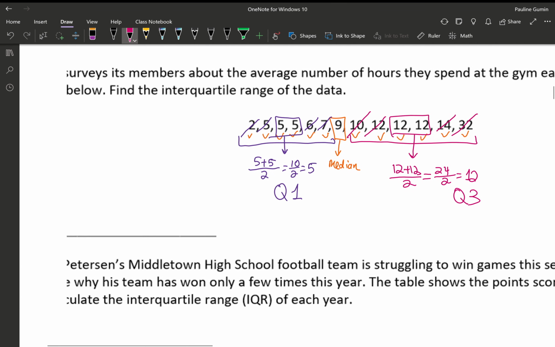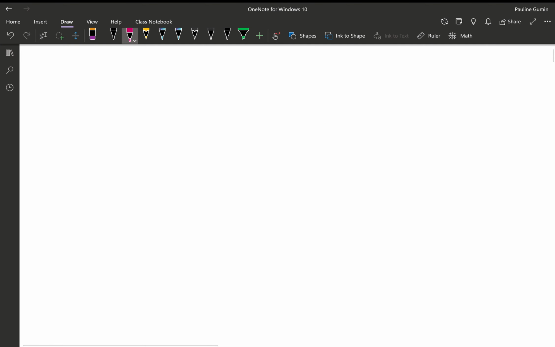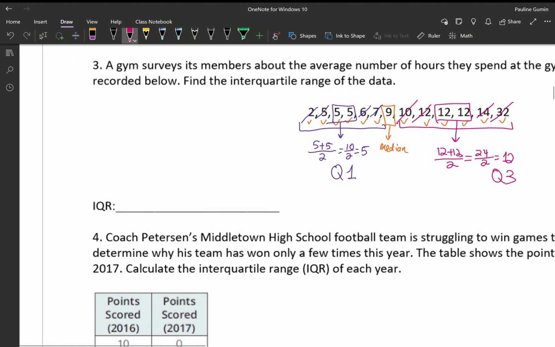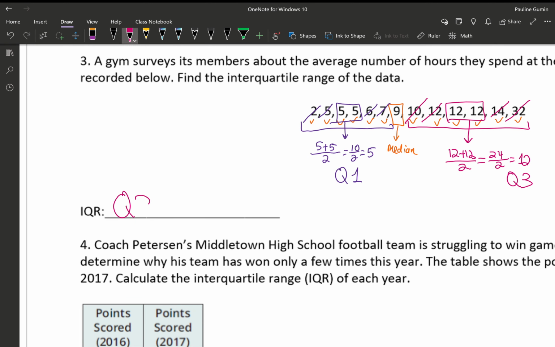All right, let's do some subtraction. Oh, what did I do? Yes, I zoomed out too much. Okay. So we're going to do Q3 minus Q1. So that's 12 minus 5. Oh, I gave the answer before even doing it. 12 minus 5 is 7. I got ahead of myself.